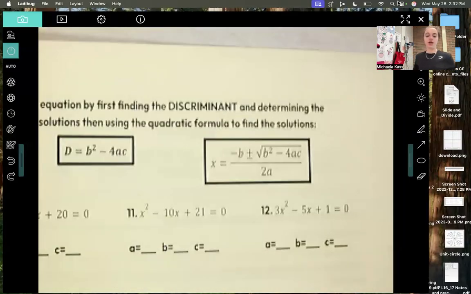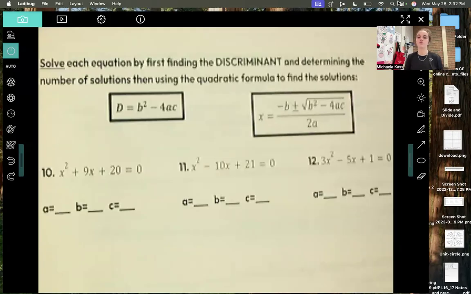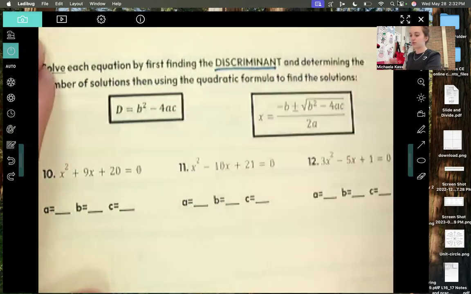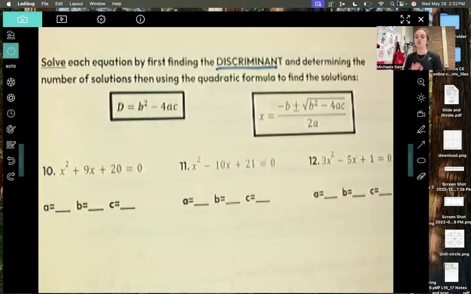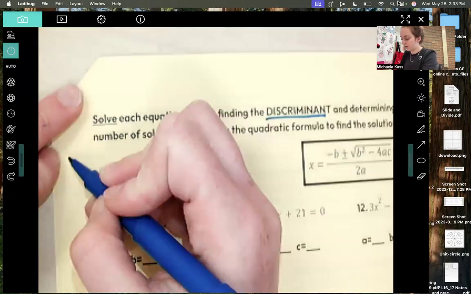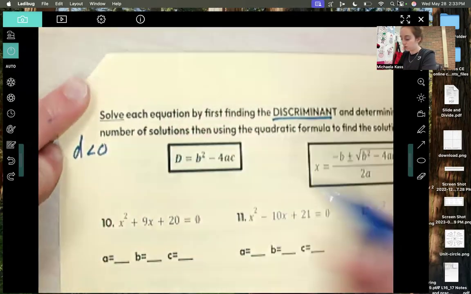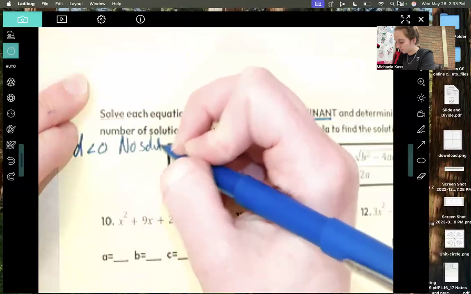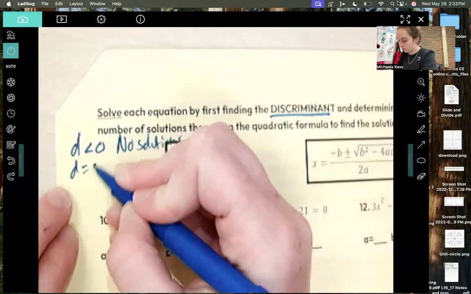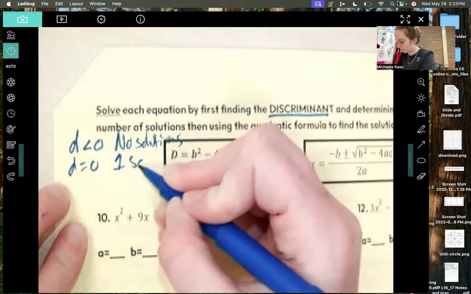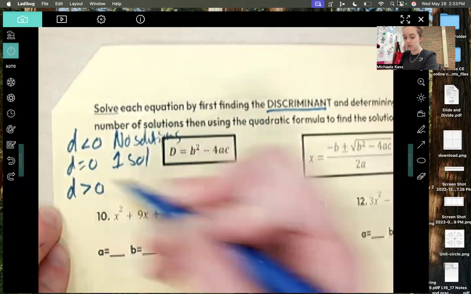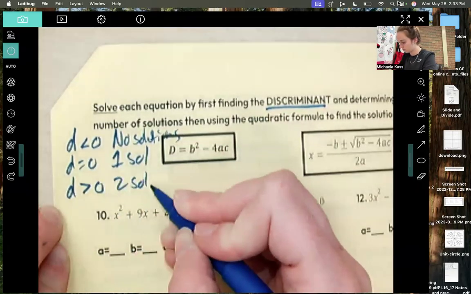All right, so now solve each equation by first finding the discriminant and determining the number of solutions, then using the quadratic formula to find the solutions. Something that you need to know to do this page is what leads to answers and what doesn't. So if your discriminant, off to the side here, is less than 0, you will have no solutions. If your discriminant is equal to 0, you will have one solution. If your discriminant is greater than 0, you will have two solutions.